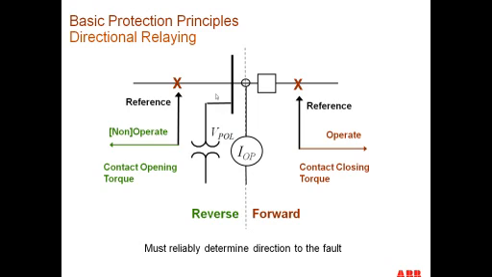So in this way we can apply an overcurrent relay on a loop system where we have sources on both ends and make it only respond to currents flowing in one direction and not the other direction.